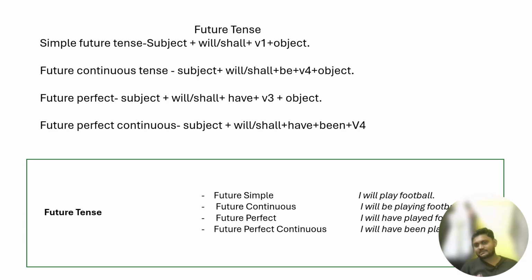And the last form of future tense is future perfect continuous. Its structure is subject plus will/shall plus have plus been plus verb's fourth form. So its example would be I will have been playing football.